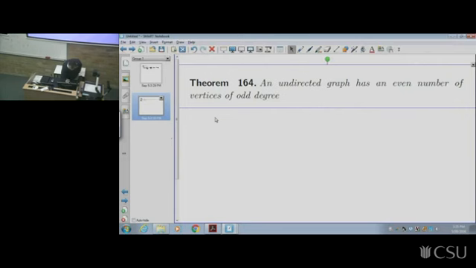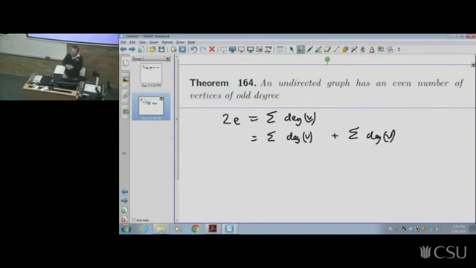So we know that 2 times the number of edges, so an even number, is equal to the sum of all the degrees. That's what we said before. So we could split that up into 2 bits. We're summing up over all the vertices, so let's make the sum over 2 different groups. The first group is where the degree of v is odd, and the second is where the degree of v is even.